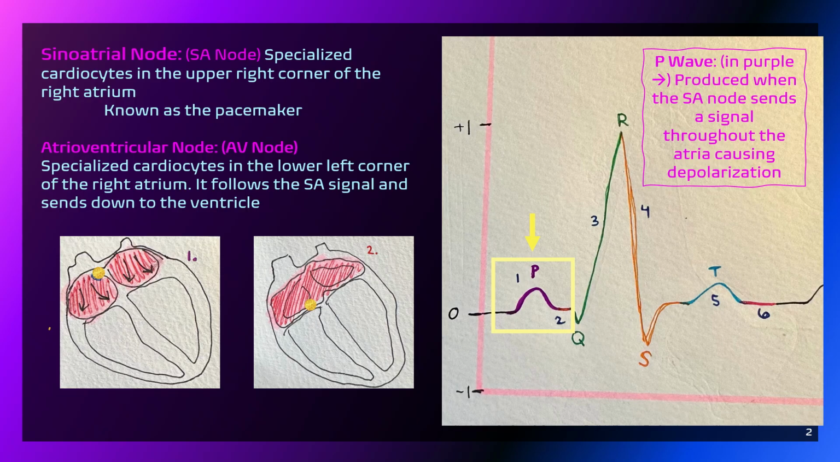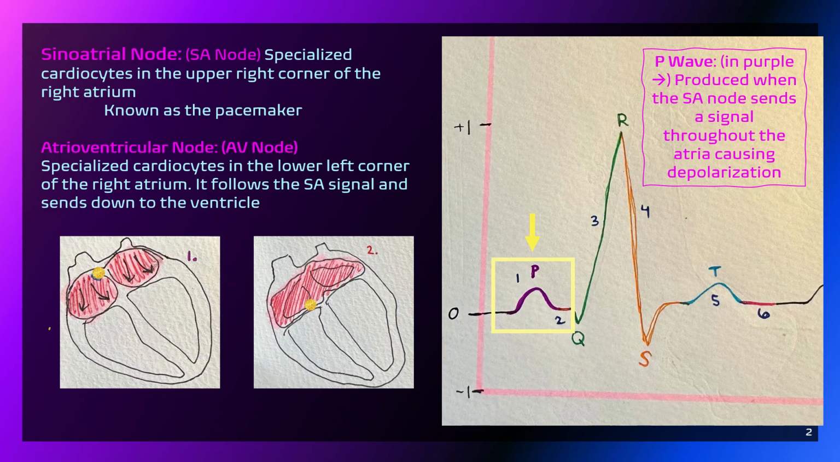All right, so here I've provided a couple photos. The first two on the left are the action that is happening in the yellow square. The first one is the signal gets sent out by this SA node, which is the sinoatrial node. These are specialized cardiocytes in the upper right corner of the right atrium. These are known as the pacemaker. This sets the pace of the heartbeat.